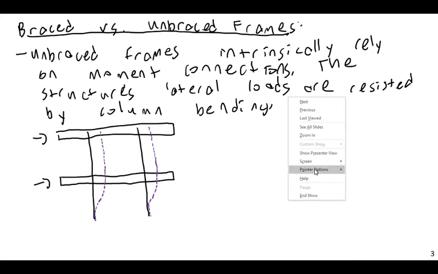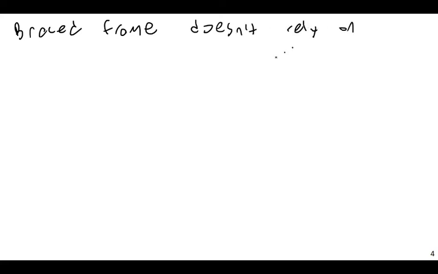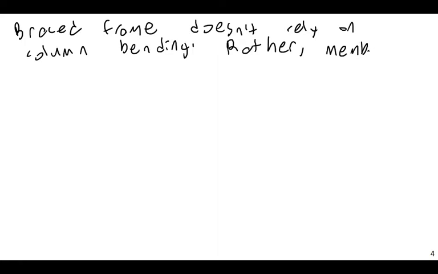An unbraced frame works that way, but a braced frame need not. A braced frame will often rely on diagonal braces, that sort of thing, to transmit load to the foundation. A braced frame doesn't rely on column bending, at least a purely braced frame. Rather, members are directly put into compression and tension to resist lateral load.